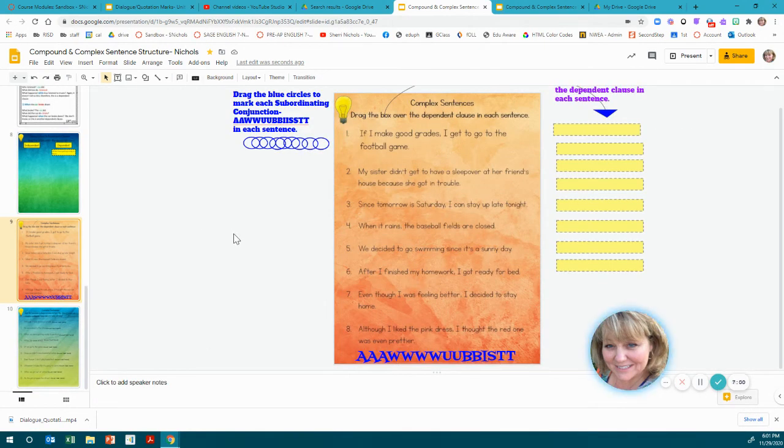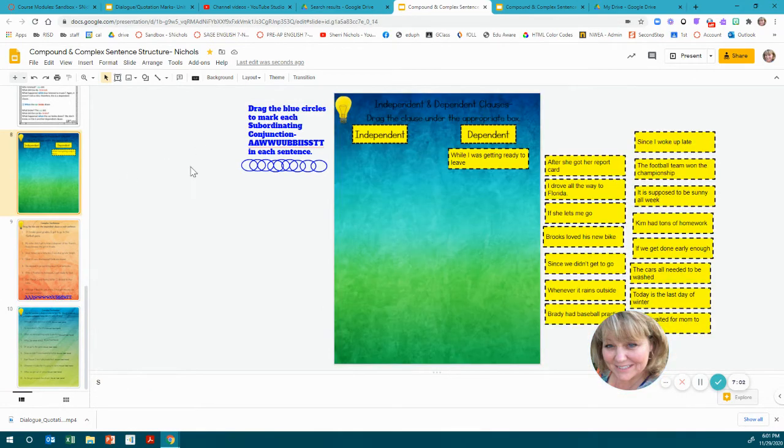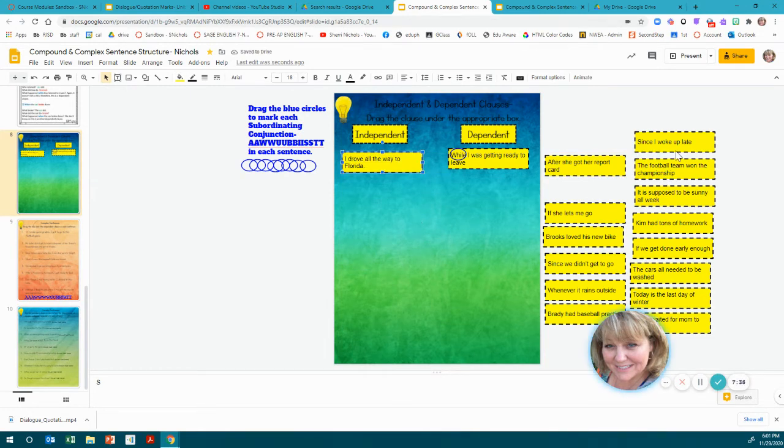So on this one, what you're doing is going back to this one. Sorry, I got distracted there just for a minute. While I was getting ready to leave, if you see on a Webis one of our subordinating conjunctions, I want you to drag the blue circle over. While I was getting ready to leave, of course, that is, and that's what makes this dependent. I drove all the way to Florida. Well, that is an independent clause. It stands alone just like it is. So you will go through the rest of these and mark them.